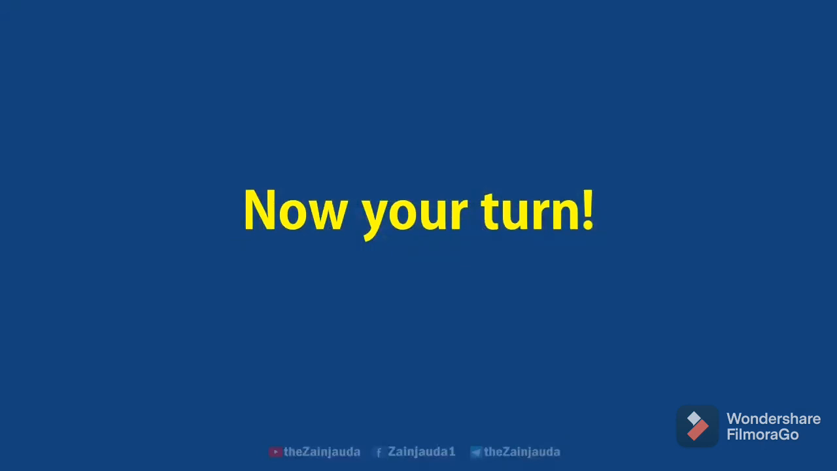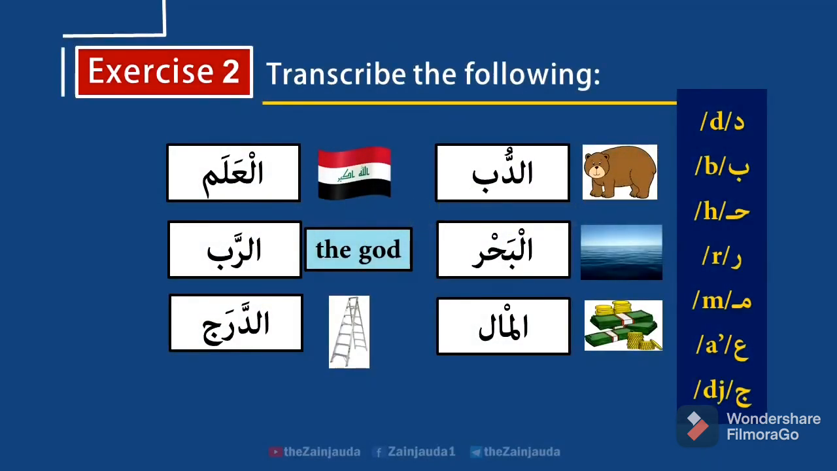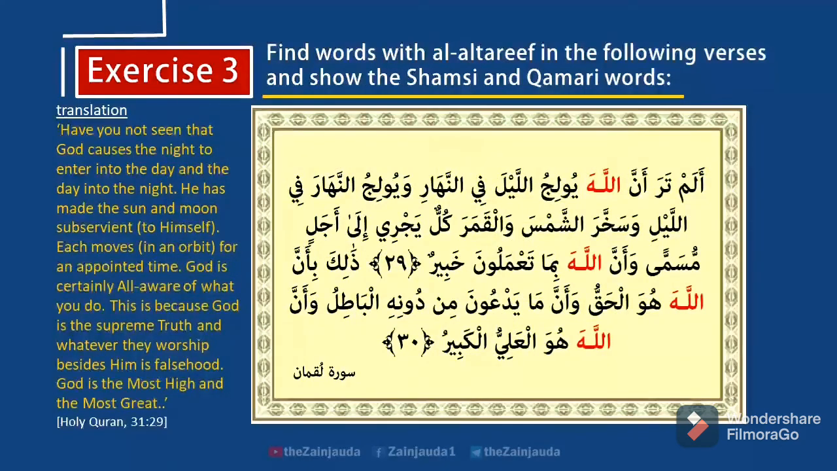Now your turn. Please try to transcribe these words. If you can do this, find words with alif in the following verse and show the sun and moon letters. This is the end of our lesson for today.